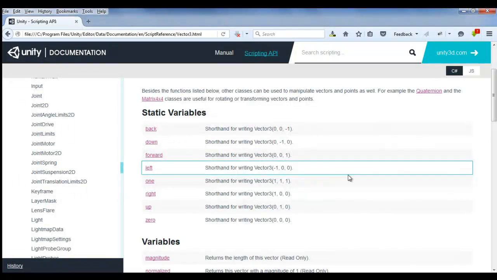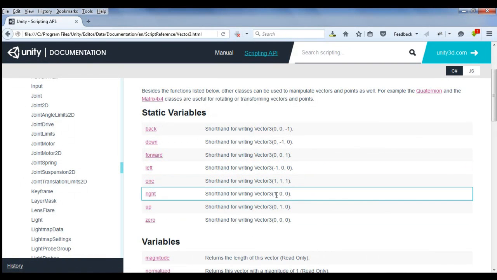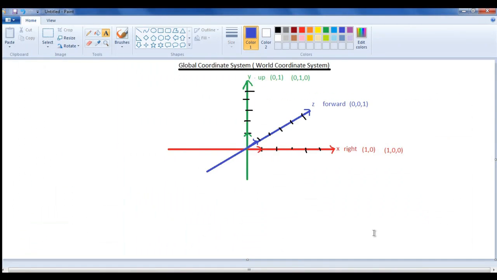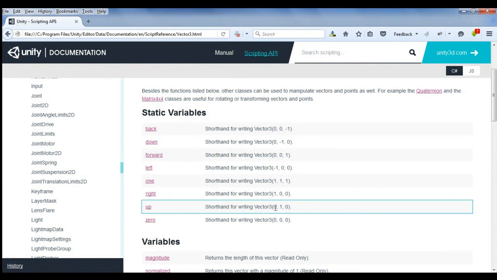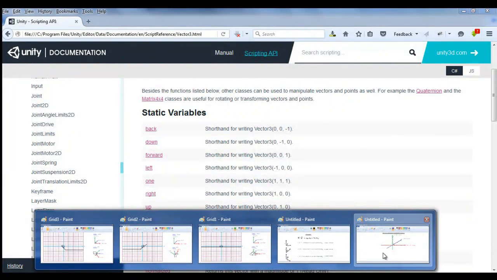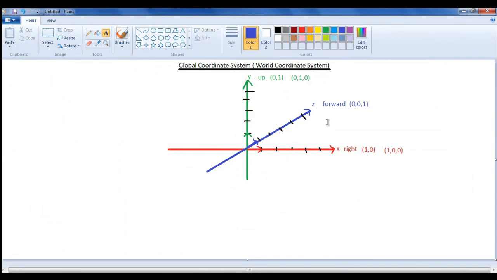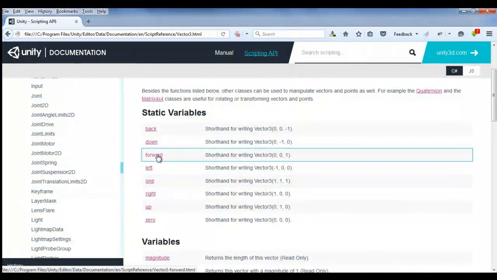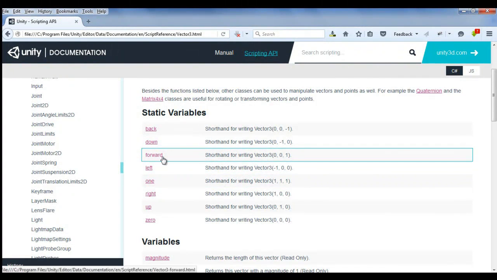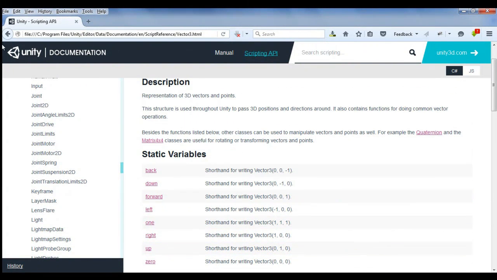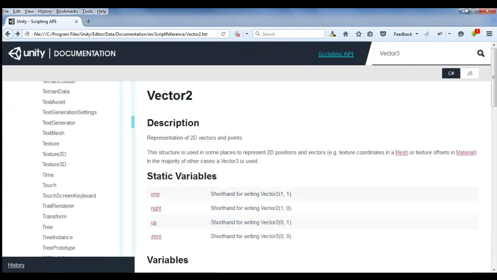But here you can see there is a right vector which has x value 1, y value 0, z value 0. The same thing we have here, x 1, y 0, z 0. Now you can see there is the up vector, shorthand for writing (0, 1, 0). Of course, we know that the up vector has 0, 1, 0, right? And the forward vector has the x value 0, y value 0, z value 1. And they are also static variables. They actually indicate the global right, up and forward vectors. I hope you guys have understood where we get what.